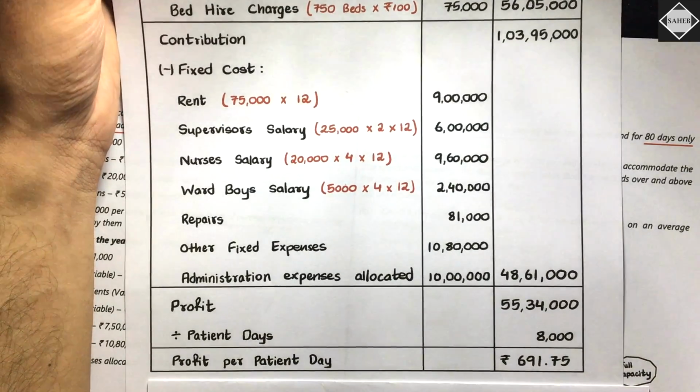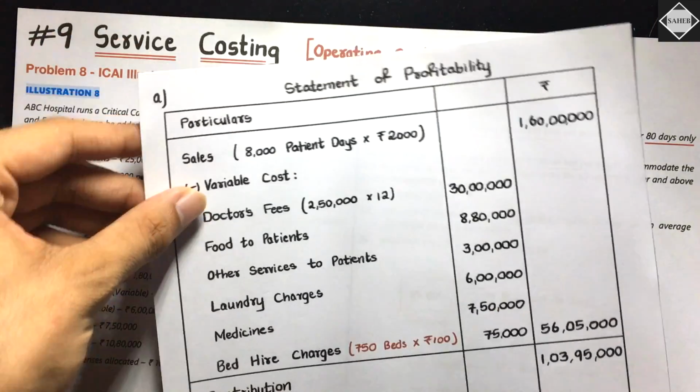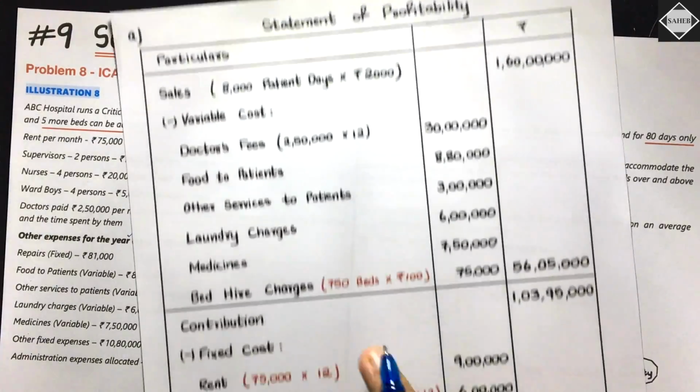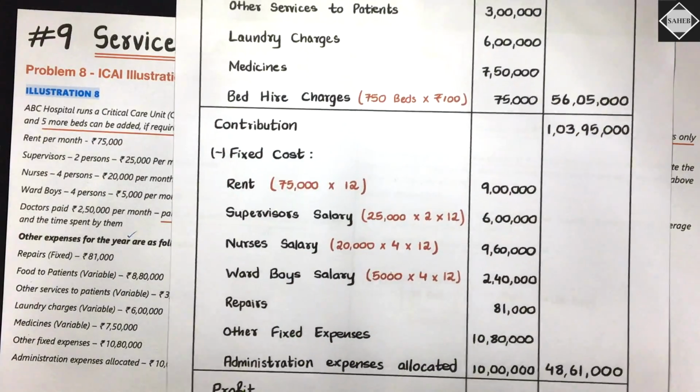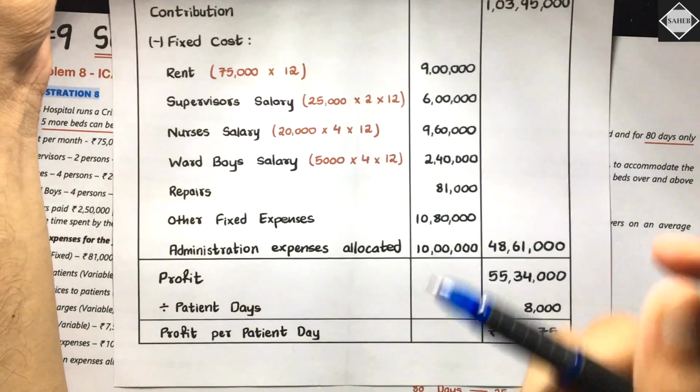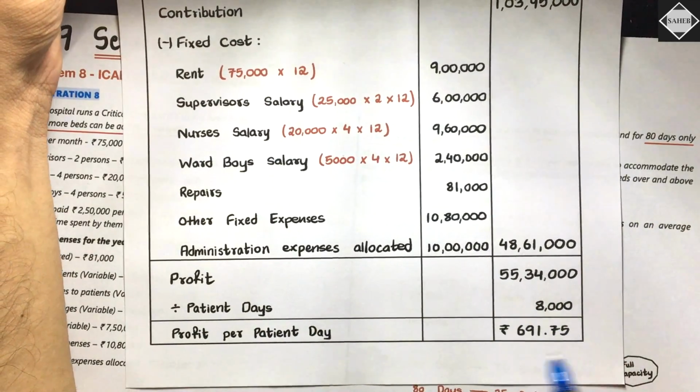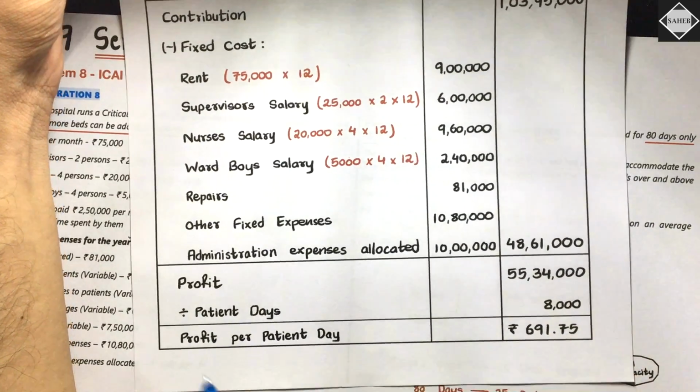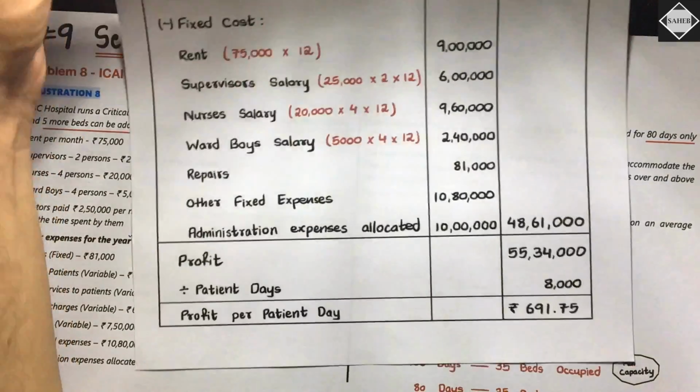After this, what we have to do? It was really simple now. All we did was sales minus variable cost. We got contribution. Then we subtracted fixed cost. We got the profit. After getting the profit, we just divided by patient days, our units, total units. We got profit per unit. Is it clear? Profit per patient day or bed day also you can say.